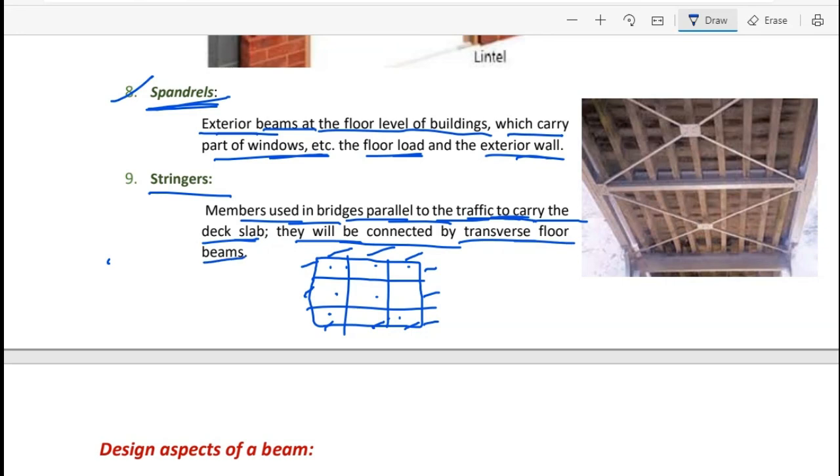If you see in this figure, this is a bridge, a steel structure, and in this picture, the stringers are these. These are stringers. The direction of traffic is in this way, right? So in the direction of traffic, these stringers are going to be there in this manner. So these are the different types of beams which we come across.